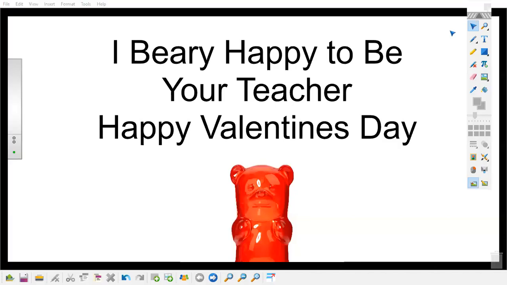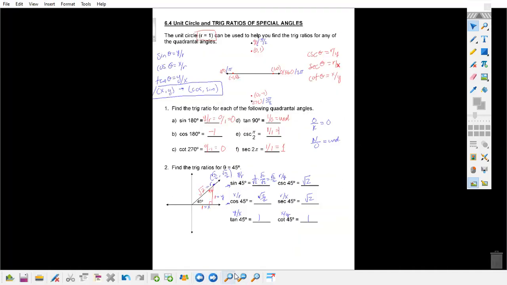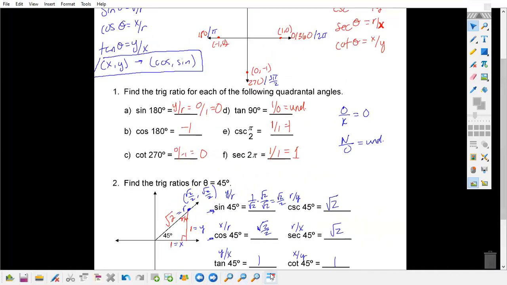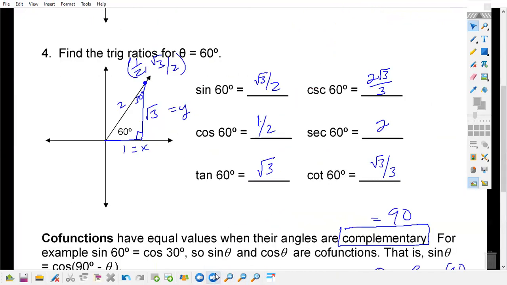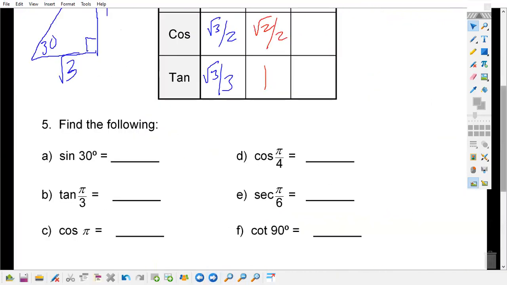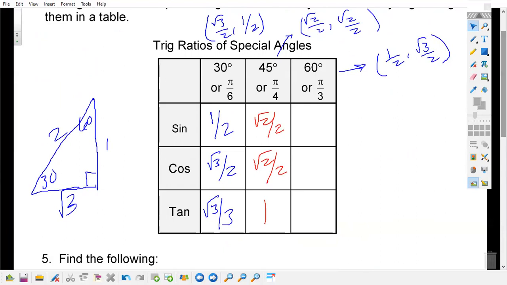So, we're past this. We are going to finish our 6.4 notes. Yesterday we stopped at the tables. Now, the reason why this table is important is because 30, 45, and 60 all fall in quadrant 1, right? As we start filling in our unit circle, we're going to learn that quadrant 1 is how you do everything. So if you can do quadrant 1, then you can do the rest of the circle. Does that make sense?